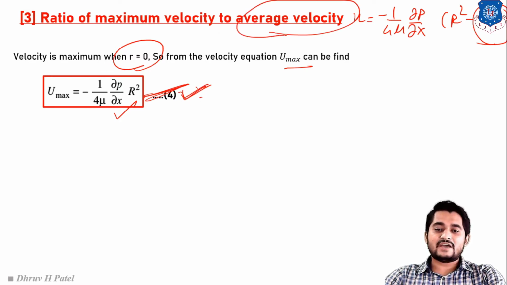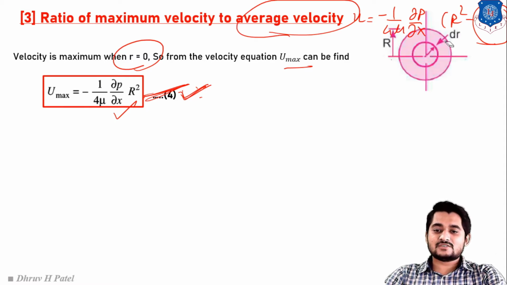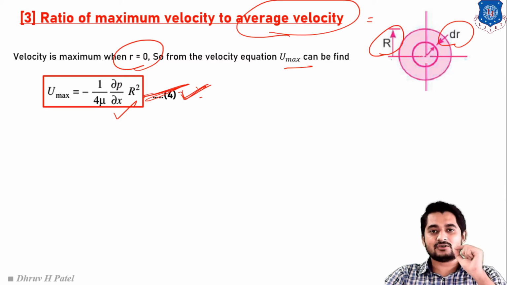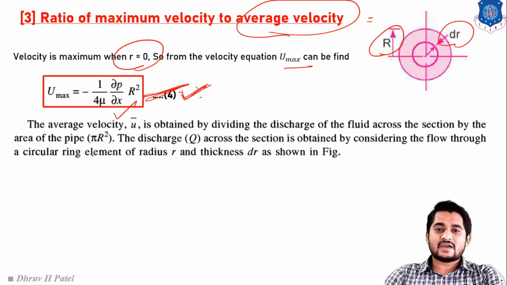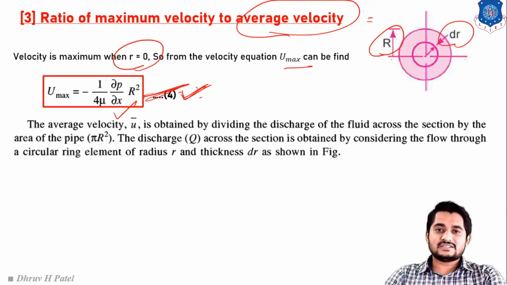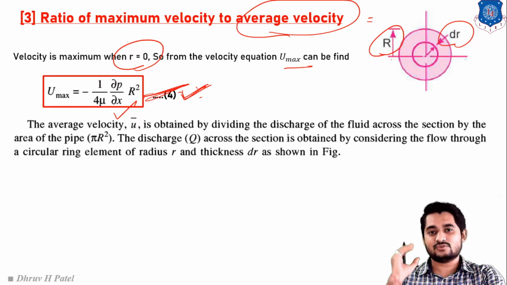Now we have to find the average velocity. For average velocity, let us take one sketch here. Here capital R is our radius of the pipe and dr is the thickness of a small element, or small ring, which we take for analysis. For the average velocity, first of all we have to find the average discharge. From the discharge, Q is equal to area into velocity, so from the discharge we can find the average velocity. So let us first find the average discharge for the pipe.